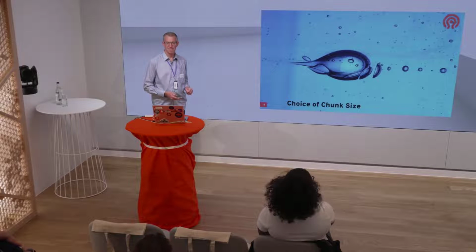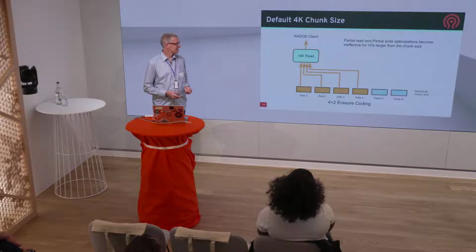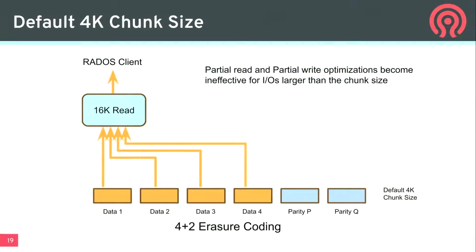Choice of chunk size. Currently, when you use Erasure coding, the default chunk size is 4K. And so that means, even with all of these optimizations, if I do a 16K read, not a particularly large read in the grand scheme of things, then it gets split up into 4K chunks, and I have to go and read it from 4 different OSDs.